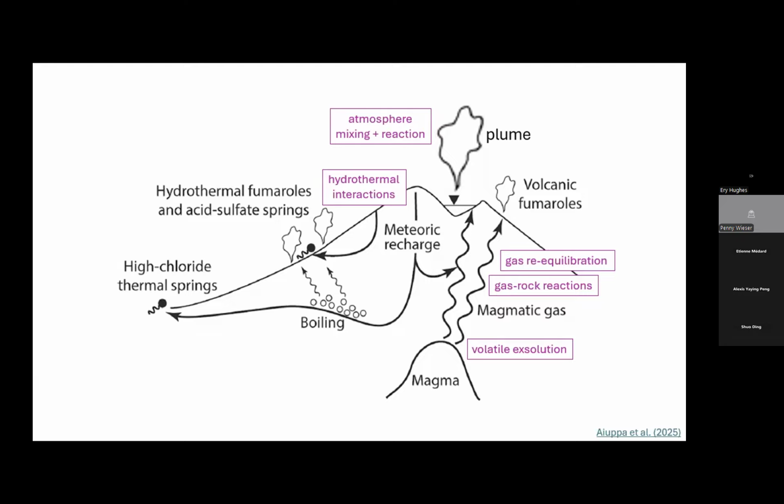As you're rising to the surface, the pressure is decreasing and the temperature is decreasing, so you can get internal reactions going on. It means the speciation of the gas is going to be different from what was released from the magma.